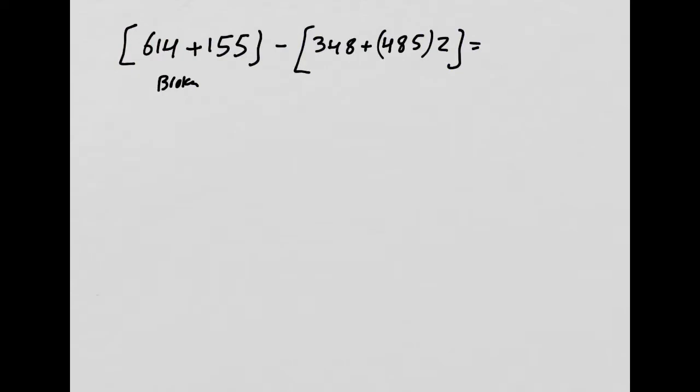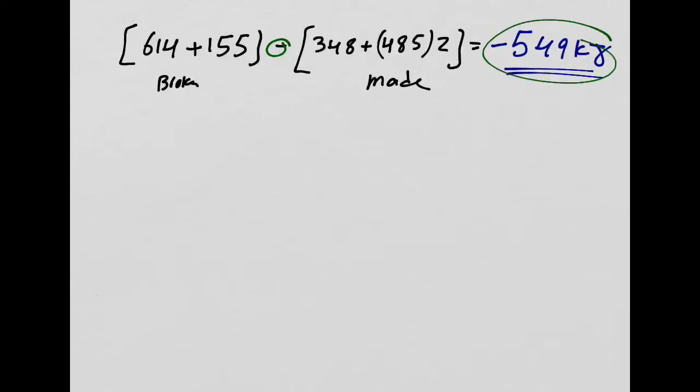Again, by having broken minus made, by having this minus here, you're making these values negative, because when you make something, it's good, you're releasing energy to the surrounding. What I get is negative 549 kilojoules of energy. Now, what can you tell me about this reaction? This reaction overall is exothermic.